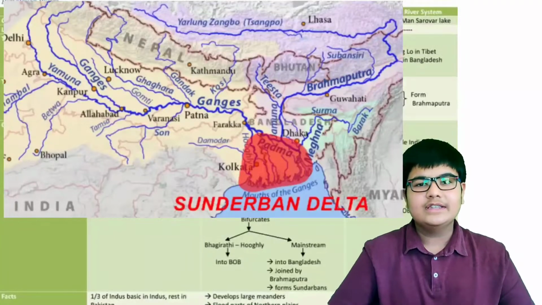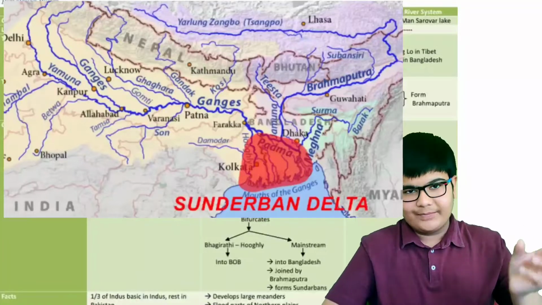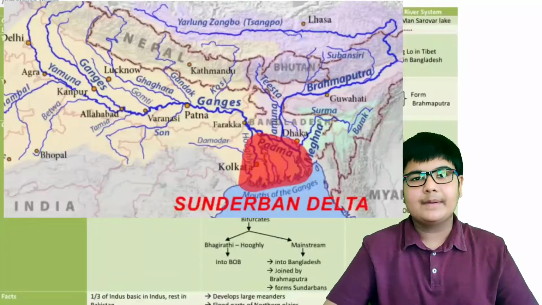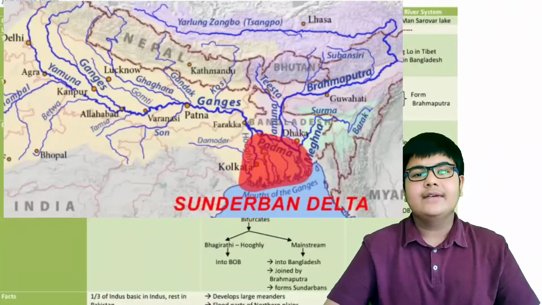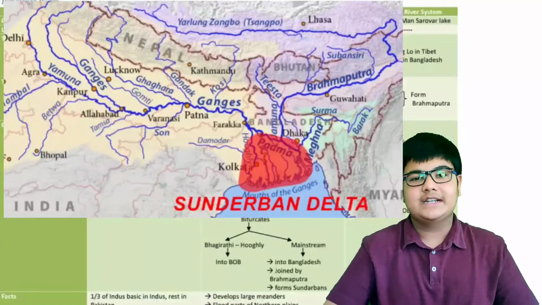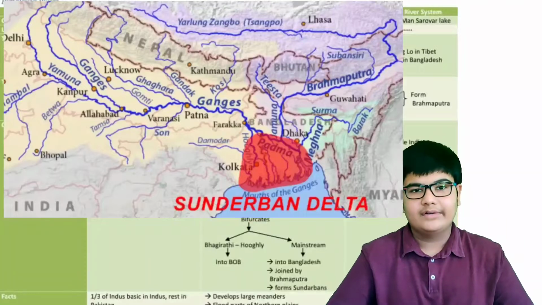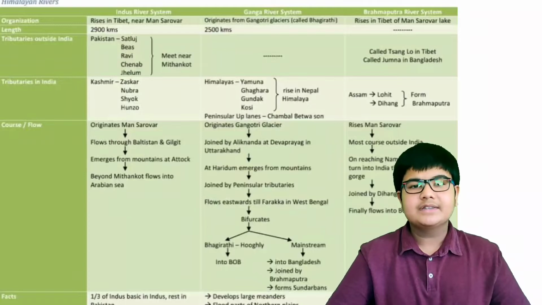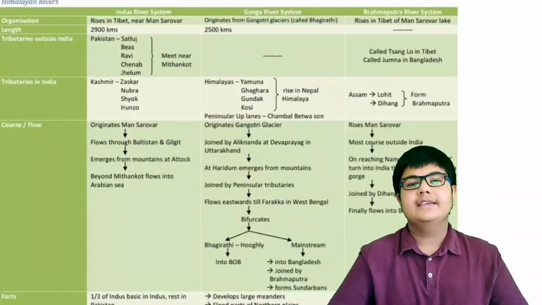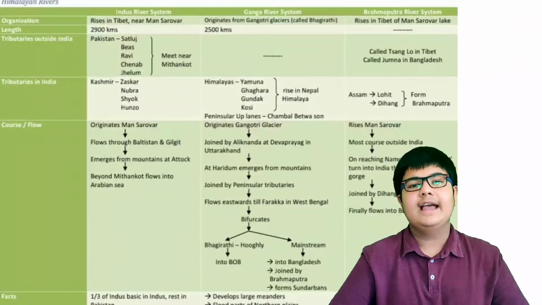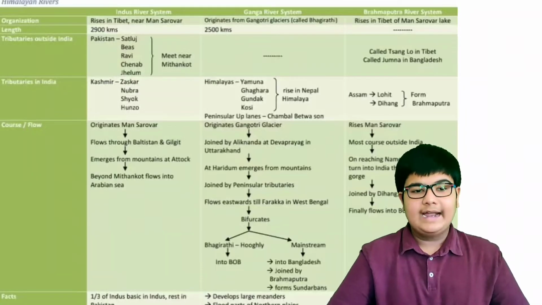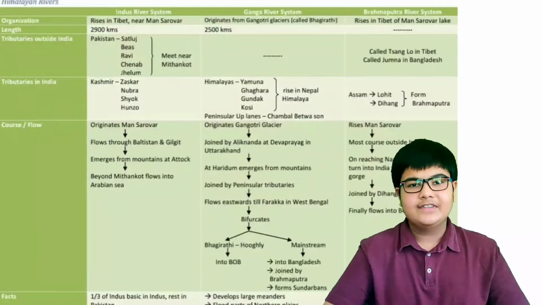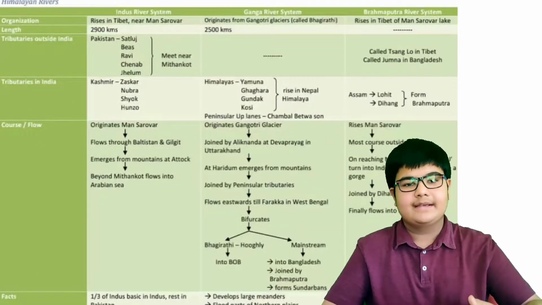So the Bhagirathi Hooghly stream flows into the Bay of Bengal, while the main stream flows into Bangladesh, where it is joined by the river Brahmaputra, and here it forms the famous delta, Sundarbans Delta, which is the largest delta of the world. Now river Ganga has various tributaries. Its tributaries originating from the Himalayas are Yamuna, Ghagra, Gandak and Kosi. And its peninsular tributaries are Chambal, Betwa and Son, which join it from the east bank.